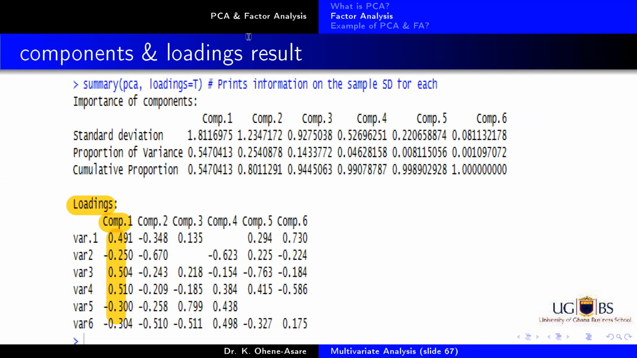Okay, so Grace wants to help. So Grace, walk us through it. So please, yes, thank you. So I would have written comp dot 3 is equal to 0.14 var 1 plus 0.22 var 3 plus minus 0.19 var 4 plus 0.80 var 5 minus 0.51 var 6.